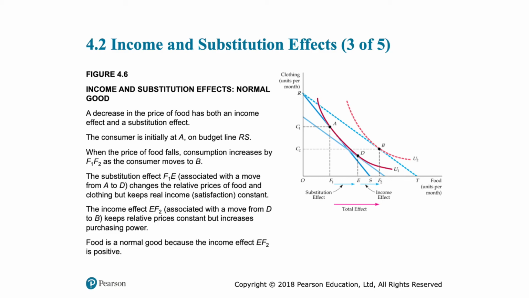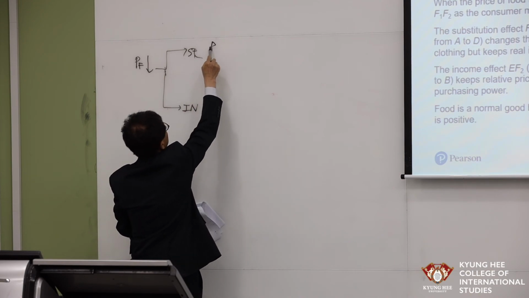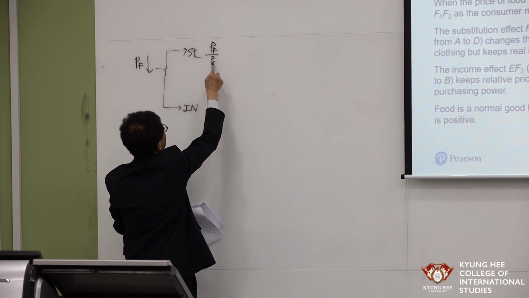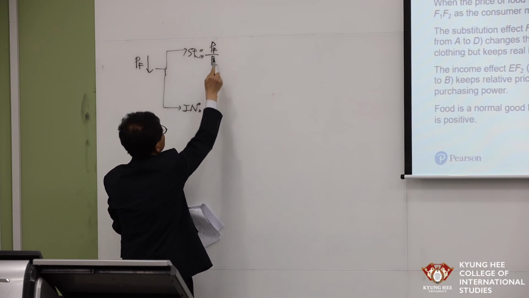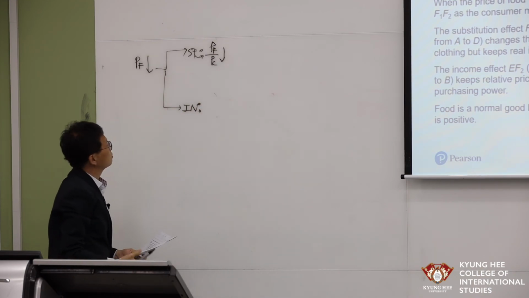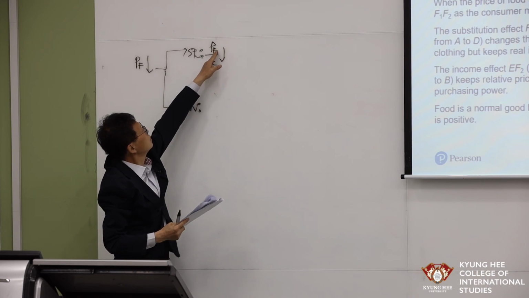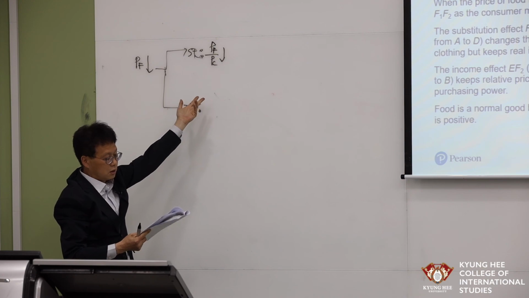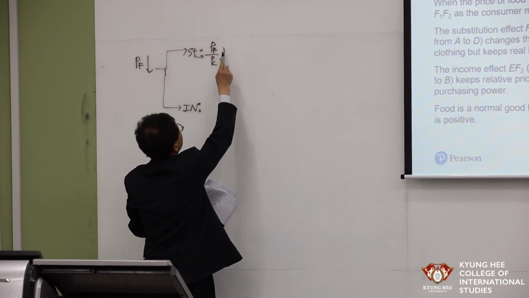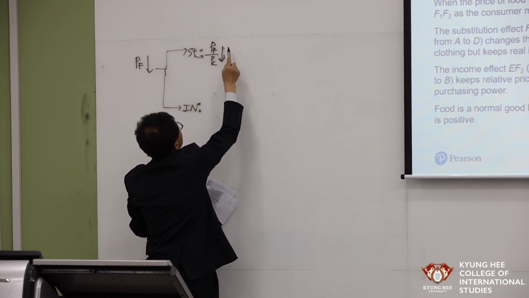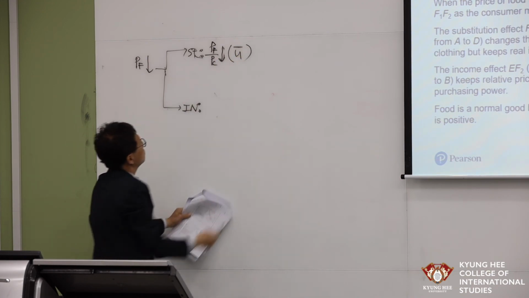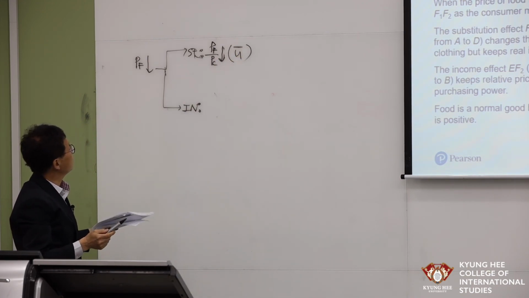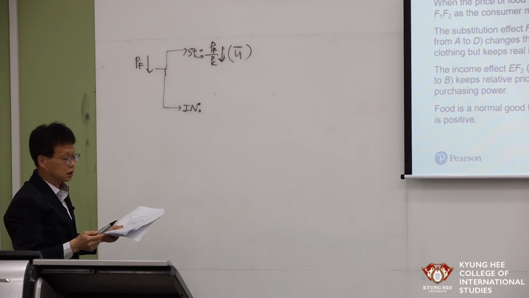What's the substitution effect? When price of food decreases, then the slope of the budget constraint, that is the relative price, PF over PC, decreases. Price of clothing is the same, but price of food decreases. So the slope of the budget constraint decreases, right? Under the condition that utility level, satisfaction level, is constant. That is the definition of substitution effect, isn't it?